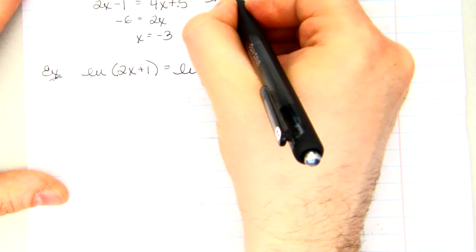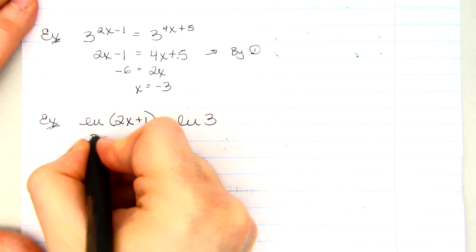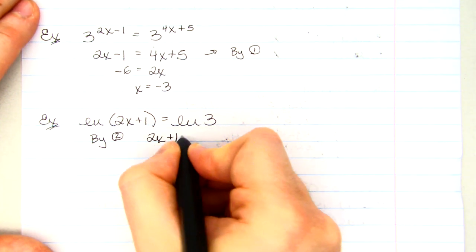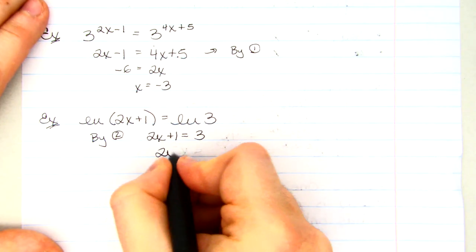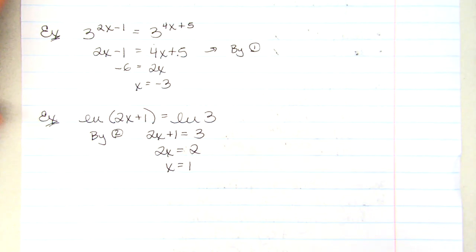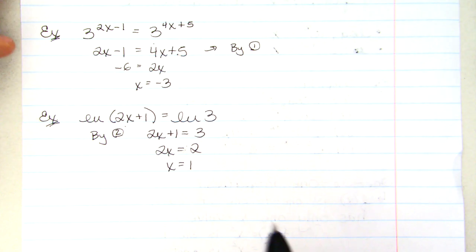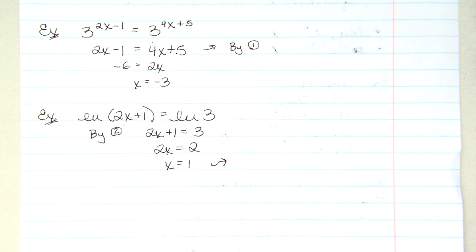I probably should have said in the first one that's true by our first 1 to 1 property. Here, by our logarithmic 1 to 1 property, I know that the stuff inside our natural logs has to be equal. So quickly solve that one. x should equal 1. Natural log of 2 times 1 plus 1, natural log of 3 equals natural log of 3. Sure.